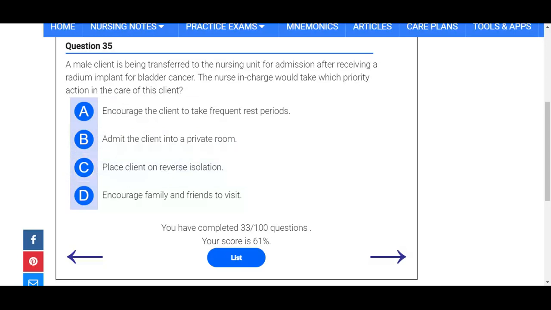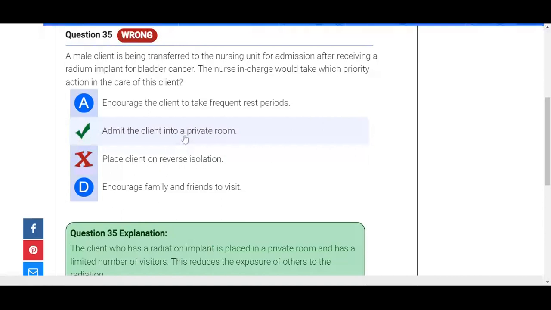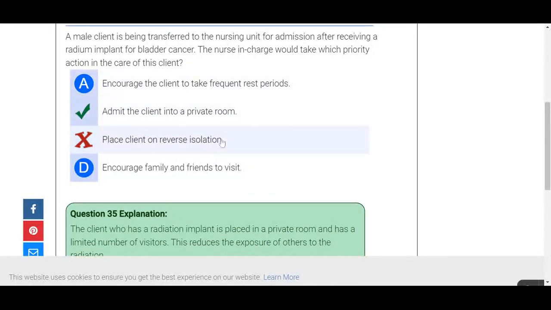Reverse isolation. Let me search reverse isolation hospital. Okay, so I think it's a reverse isolation. We'll see. Oh no, it's private room. I see. Okay, private room. So I was doubting about this too. Let's hear about the explanation.